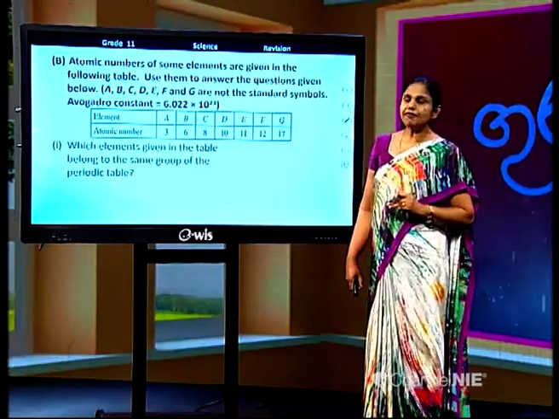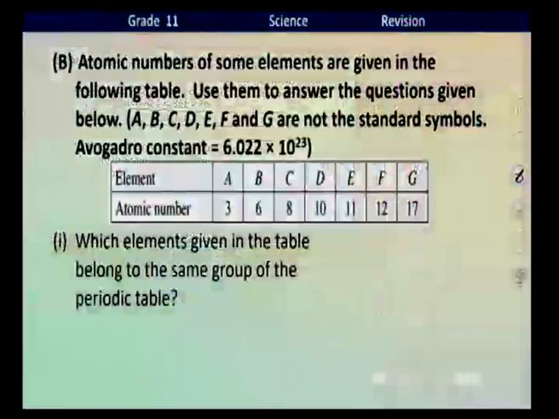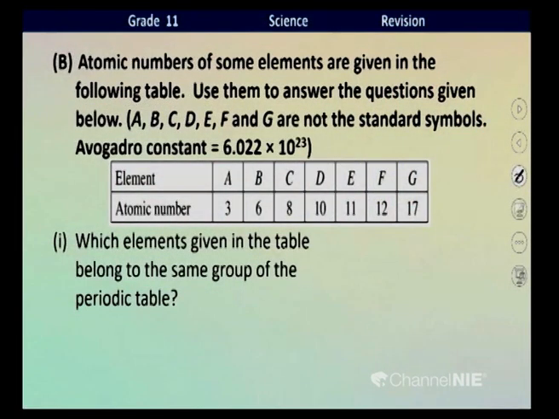Atomic numbers of some elements are given in the following table. Use them to answer the questions given below. Given symbols are not the real symbols, not the standard symbols, right? Which elements given in the table belong to the same group of the periodic table? Before answering this type of questions, children, you have to draw the periodic table quickly and insert the given elements into the relevant positions of the periodic table.